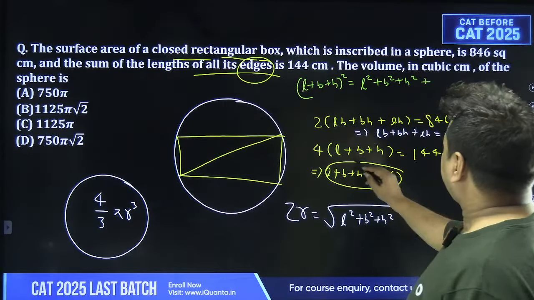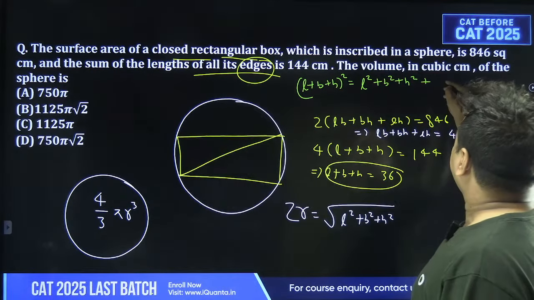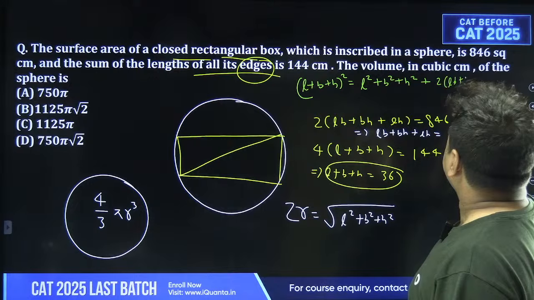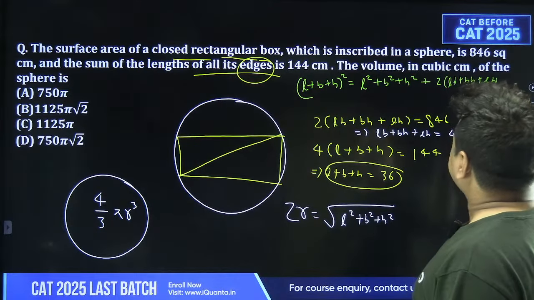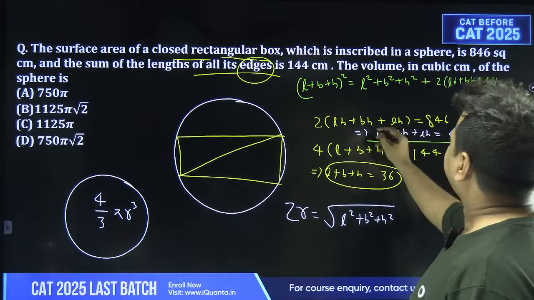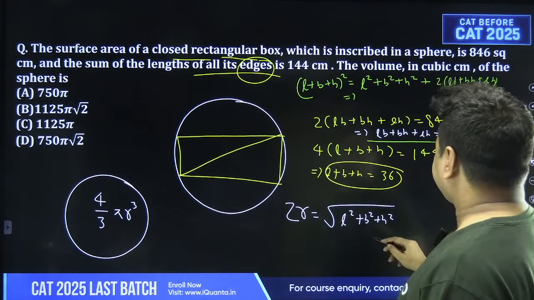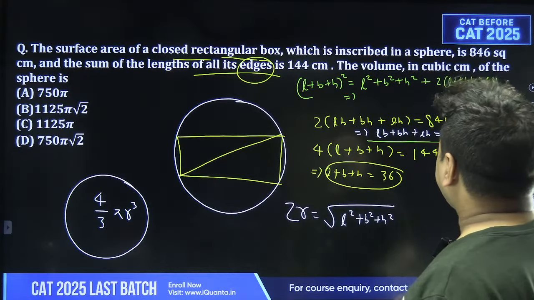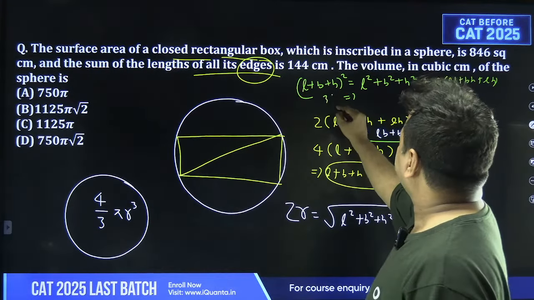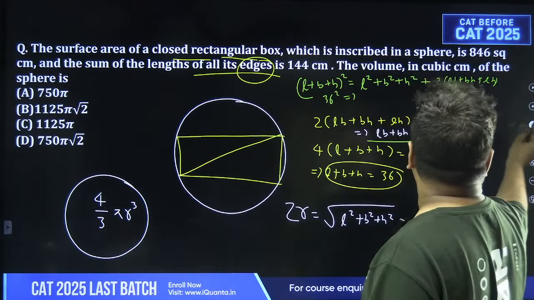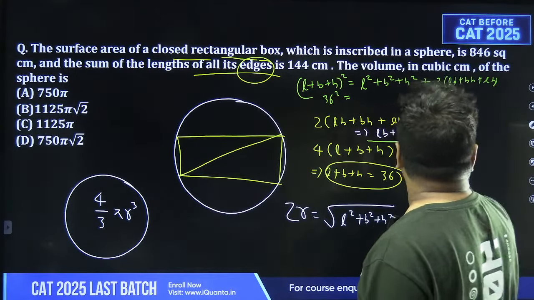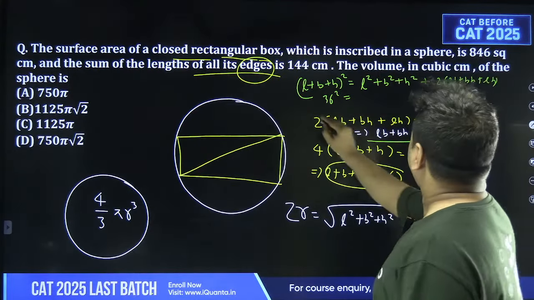Twice of this guy, twice of LB plus BH plus LH. Actually, there was no need to halve this, the answer was coming anyway. So what do I get? Simple. 36 square is equal to... Is it visible? Has it become a bit of a hodgepodge? Let's draw a line here.